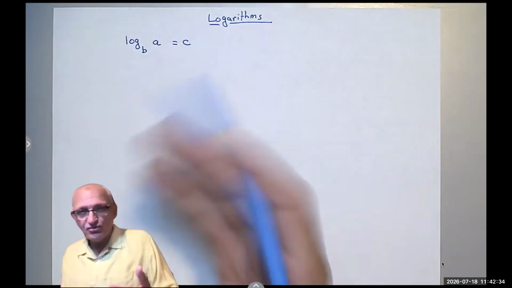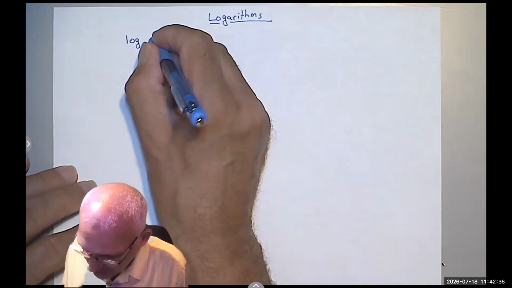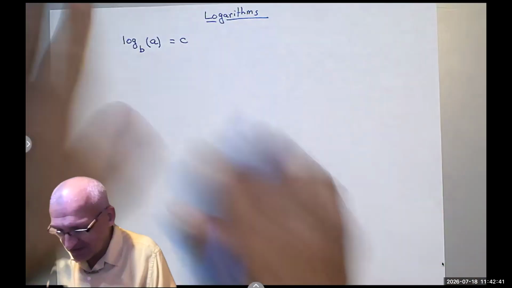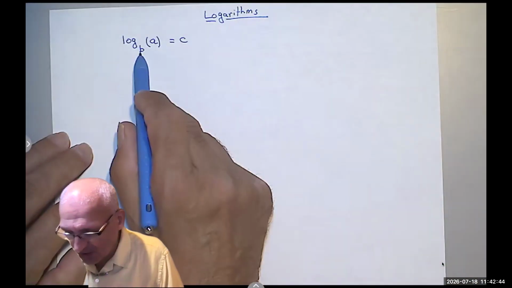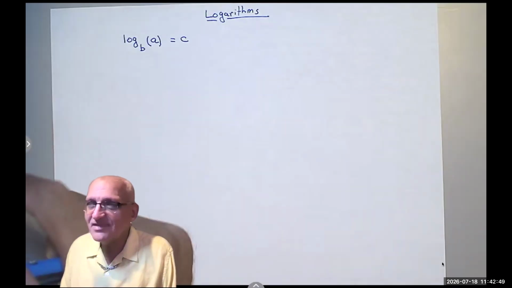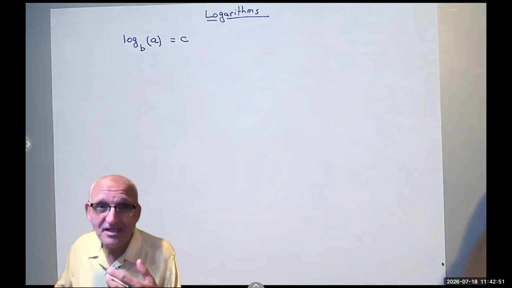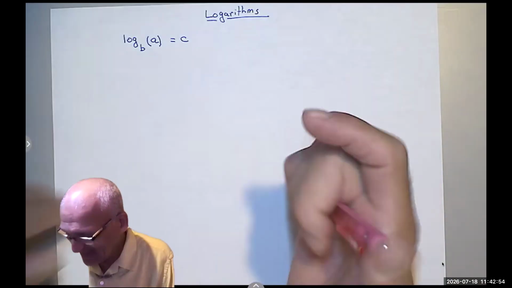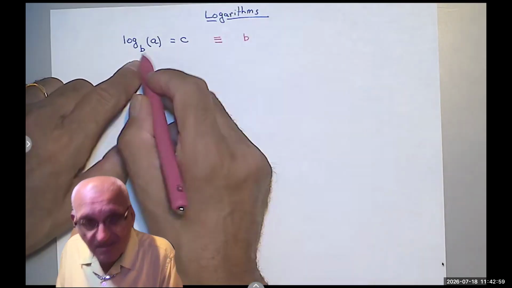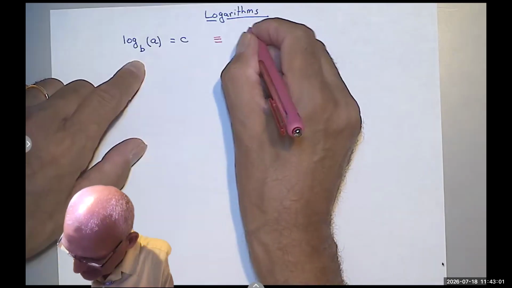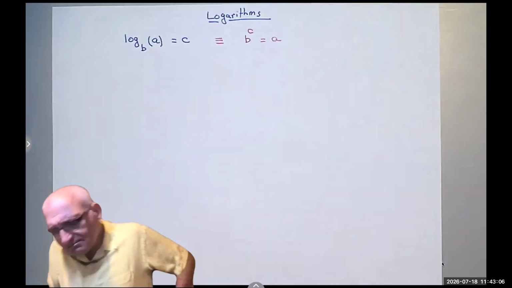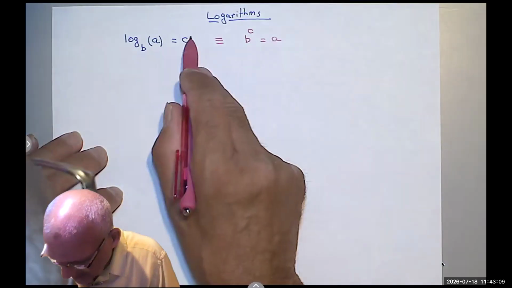So this is the new abbreviation that we need to learn. Maybe I'll put the A between parentheses so you don't think it's B raised to the power of A. It's just the logarithm to the base B of A equals C. This, in plain math, is equivalent to saying B, which is the base, raised to the right-hand side, which is the solution, equals A. So if I raise B to the C, I get A.